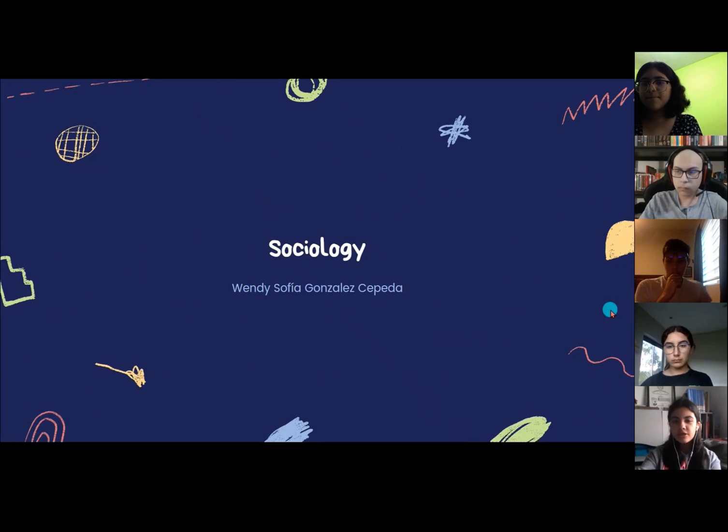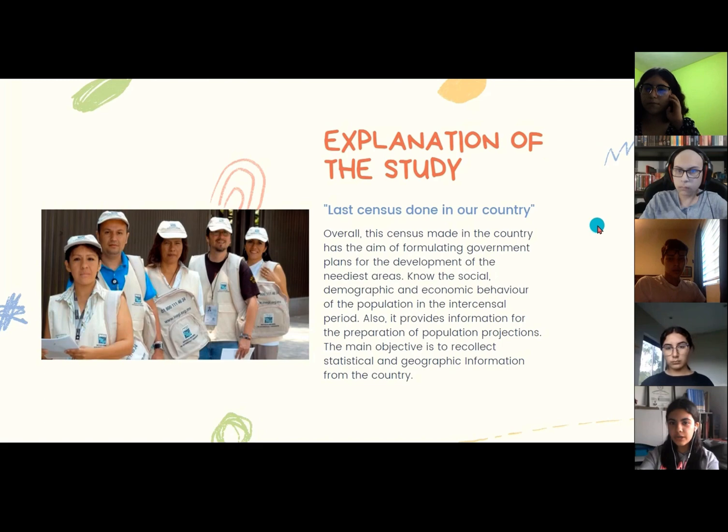Okay, so I'm going to explain sociology. The study was the last census done in our country. Overall, this census has the aim of formulating government plans for the development of the neediest areas, noting the social, demographic, and economic behavior of the population in the intercensal period. Also, it provides information for the preparation of population projections. The main objective is to collect statistical and graphical information from the country.